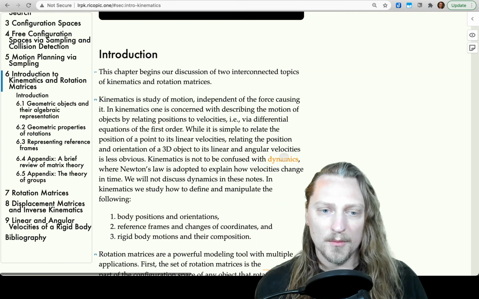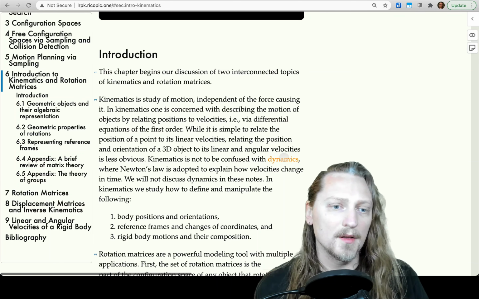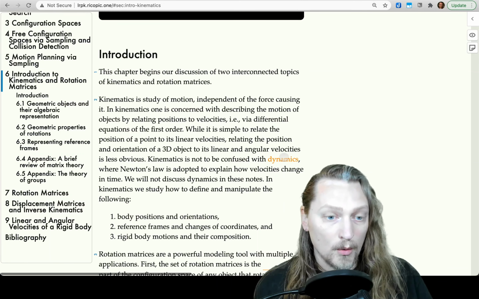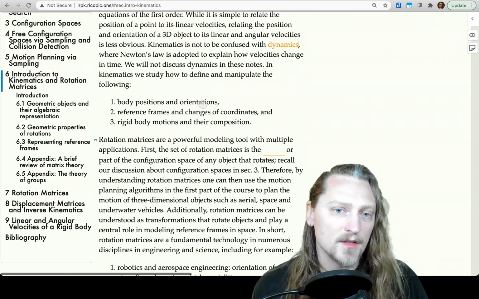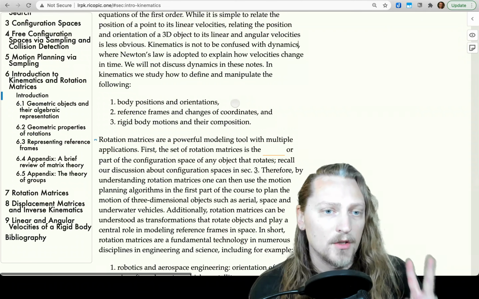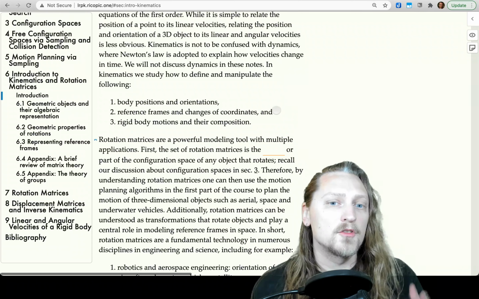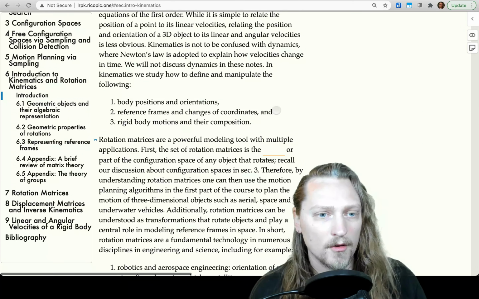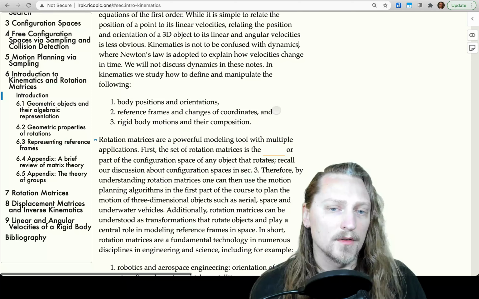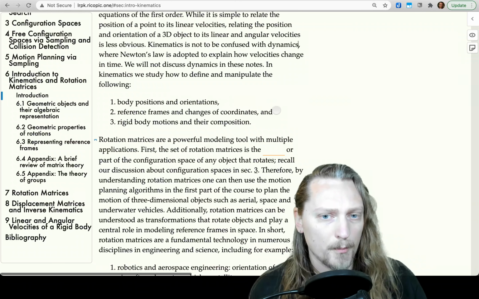In kinematics, we study how to define and manipulate the following. 1. Body positions and orientations. 2. Reference frames and changes of coordinates. And 3. Rigid body motions and their composition.